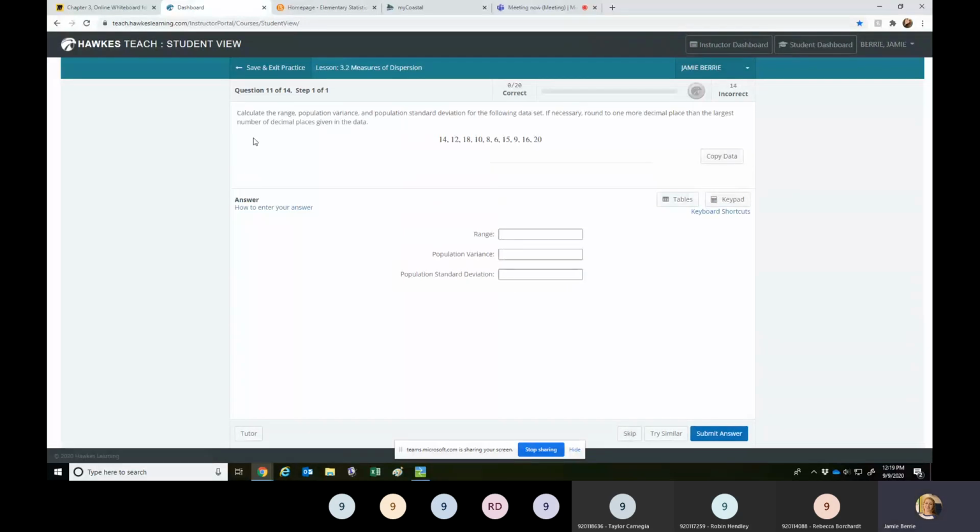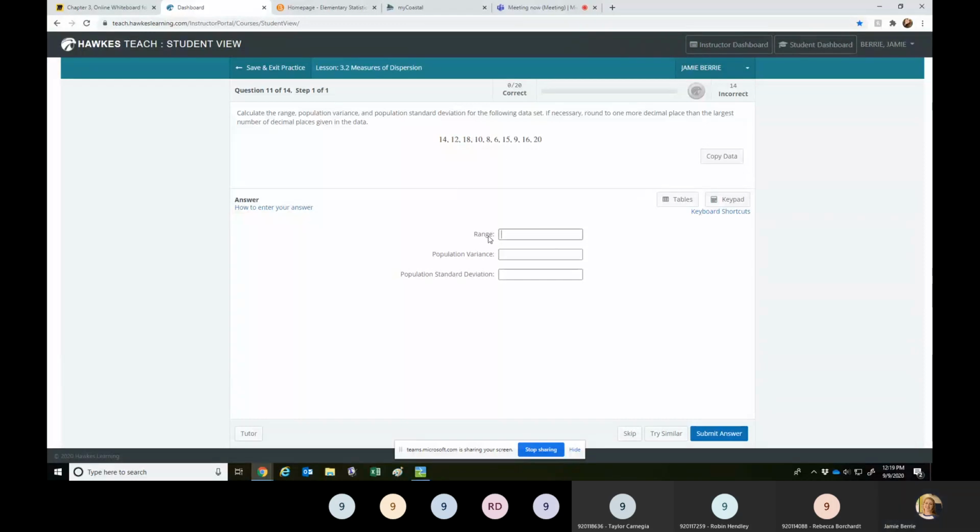Cool, there we go. All right, so this is from the practice portion of section 3.2. It says, calculate the range, population variance, and population standard deviation for the following data set. If necessary, round to one more decimal place than the largest number of decimal places given in the data. All right, so let's look at our data here. These are all whole numbers. So that tells us we should round to one decimal place.